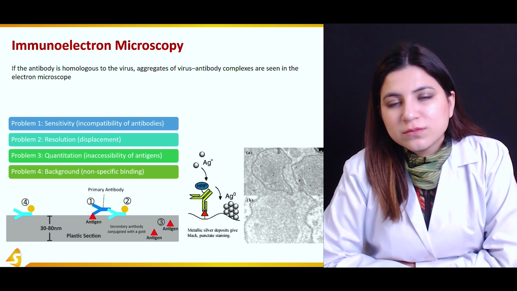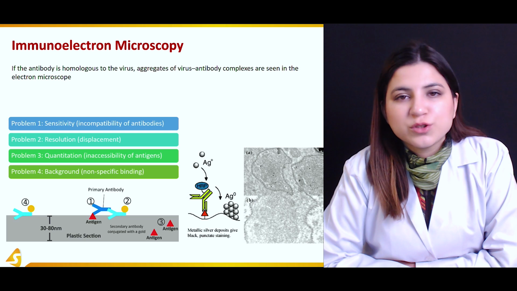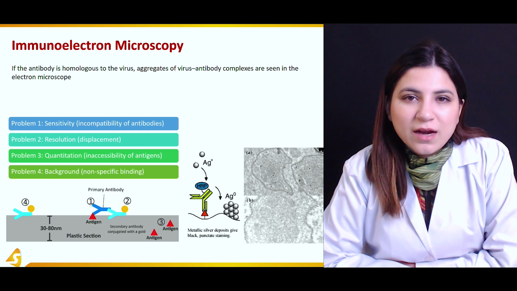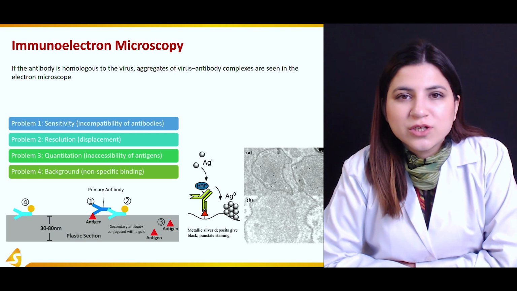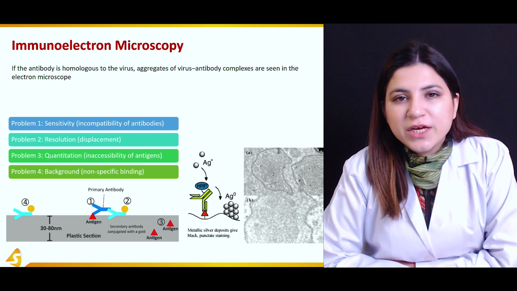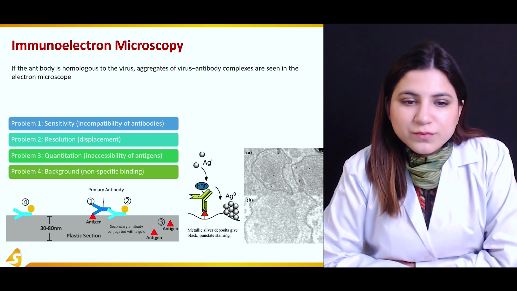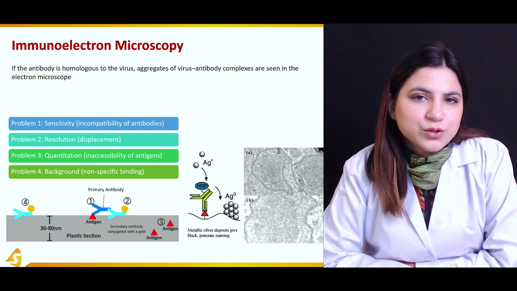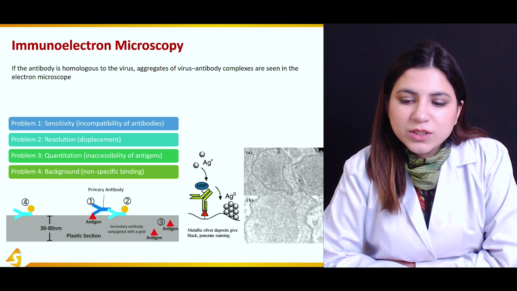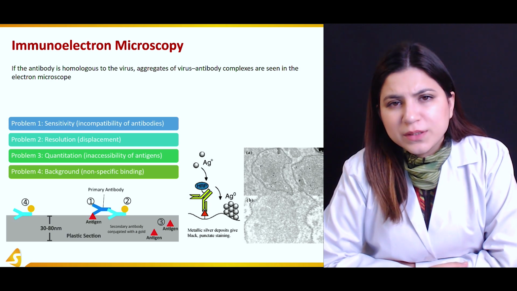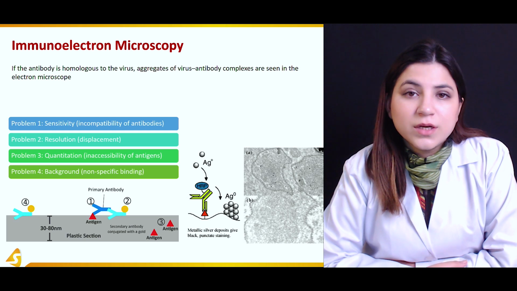And since in certain cases there is no specific binding, we can actually detect background signals as well, and that background noise can hinder the quantitation as well as the identification of the virus in a particular sample. So that's why immunoelectron microscopy is not commonly employed to identify the virus, but in certain cases, mostly in labs or in experiments, this particular method is used.